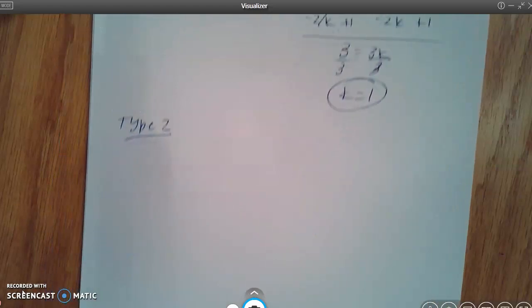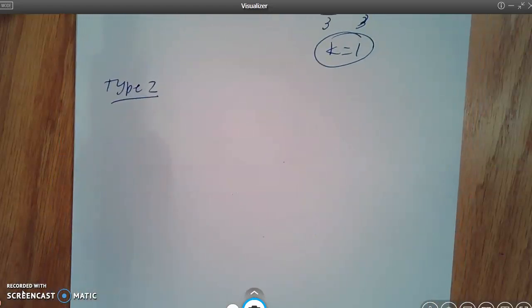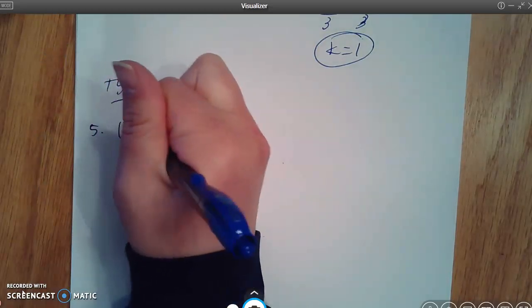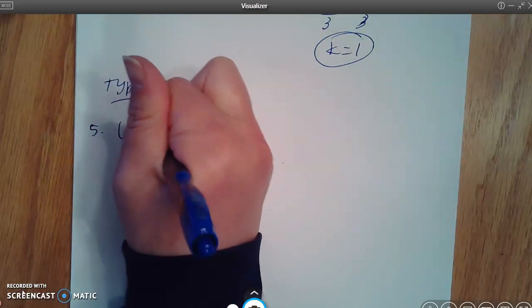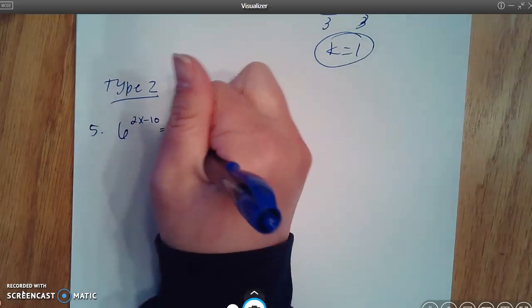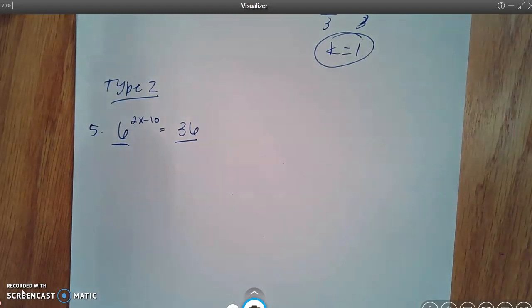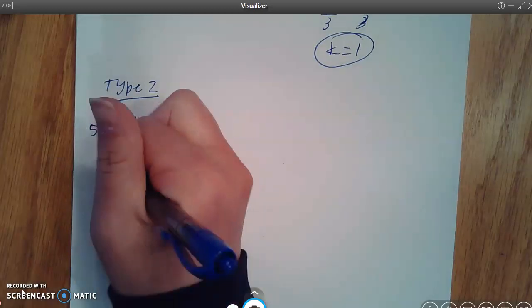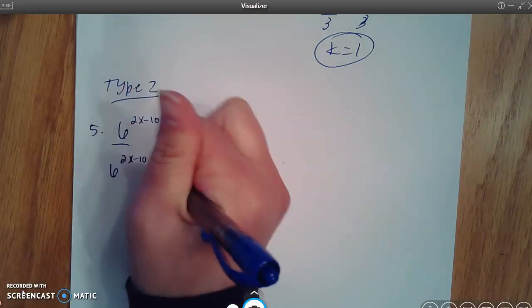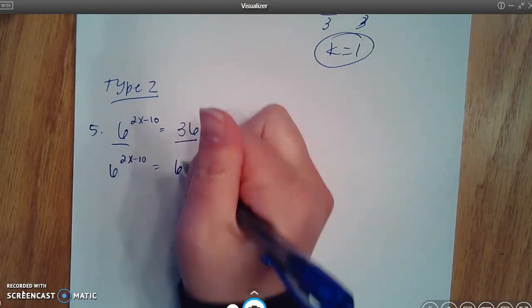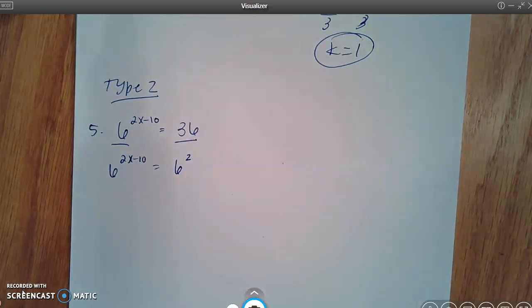For type 2, it's going to be a little bit more work, and it's slightly different than what it was before. If we look at number 5, we have 6 to the 2x minus 10 is equal to 36. Here are my bases. I have a base of 6 and a base of 36. They need to be the same number. You're usually going to take your larger number and make it a smaller number. So 6 to the 2x minus 10 will stay the same. But I know I can rewrite 36 as 6 squared.